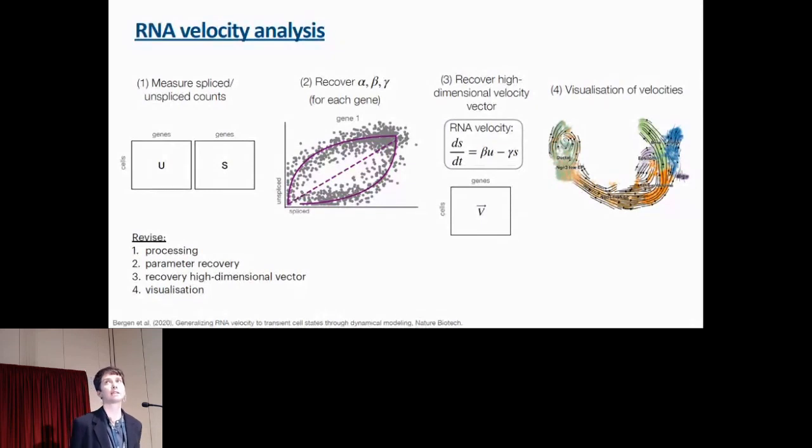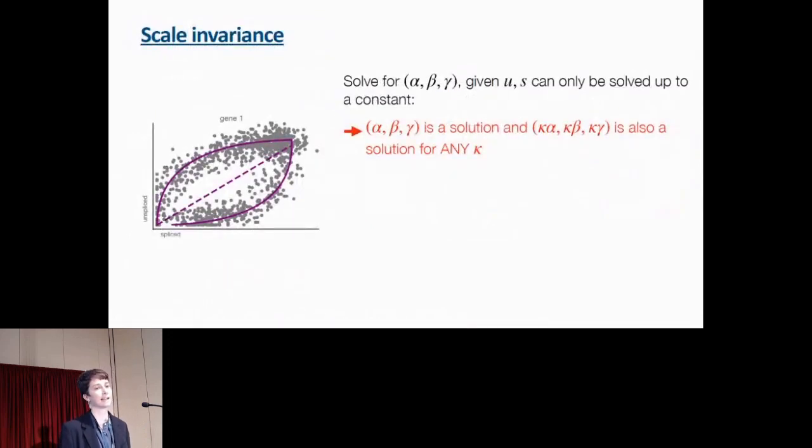Right, so I'm going to now explain one of the issues to give you a bit of an idea of how we address these. And that first issue is related to scale invariance. So what we do is we solve for these 3 parameters, alpha, beta, gamma, given 2 sets of observations. We have 3 variables that we try to find, 2 sets of observation, meaning we can only solve them up to a constant. In other words, alpha, beta, gamma is a solution, and this solution perfectly describes this purple almond-shaped dynamics that you see on the plot.